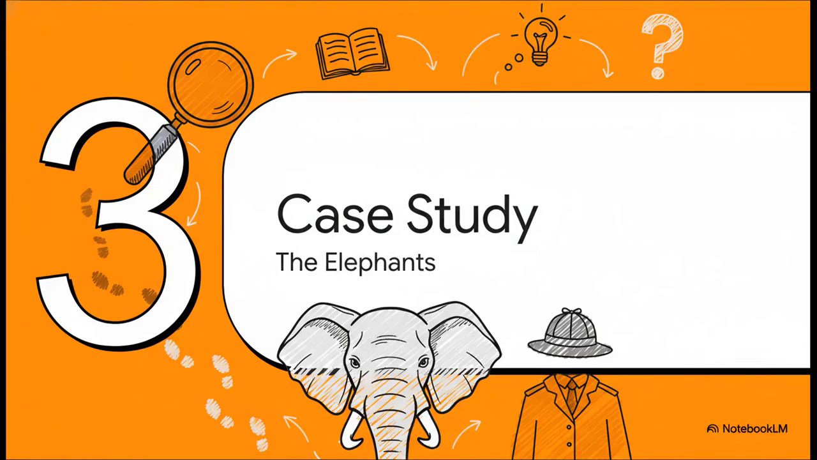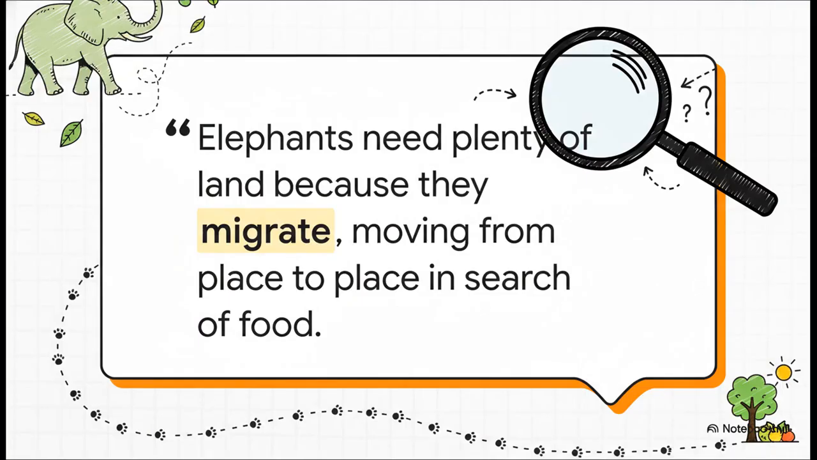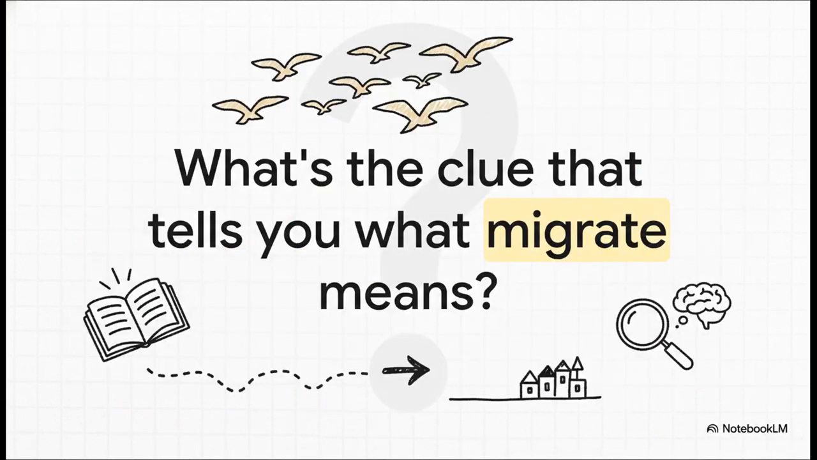All right, enough with the theory. It's time to put these detective skills into practice with a real case study. We're taking our toolkit out into the field. Let's take a look at a sentence about elephants. Okay, here is our piece of evidence. The word we're investigating is migrate. Take a second, read that sentence. The clue is hiding in plain sight. Time to put on your detective hat. So, did you spot it? What's the clue here? Which group of words in that sentence basically says the same thing as migrate? The answer is right there, I promise.